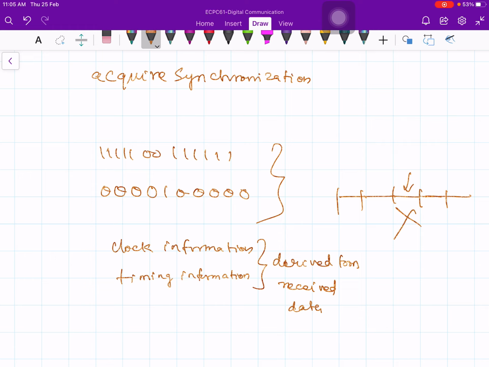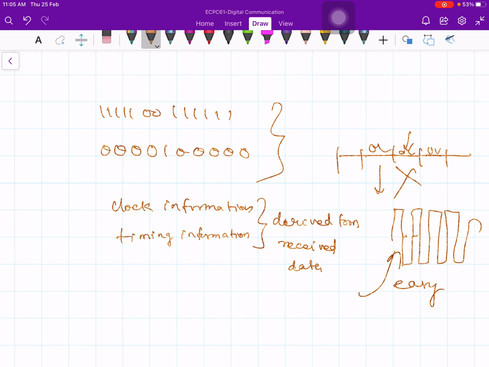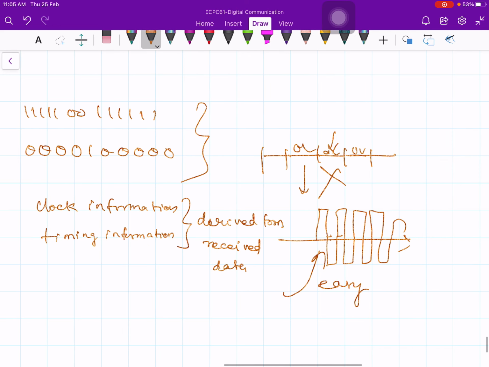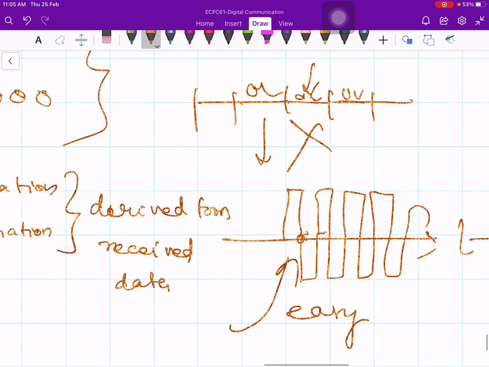So there we fail. But instead of this 0 volt for long duration, if you keep on sending regularly spaced pulses like this, then it's very easy to recover the timing information. The clock information, roughly, you can imagine, will be contained in the zero crossing lines. This is T, and these are the points, the zero crossing lines. The clock information is roughly present in the zero crossing lines.